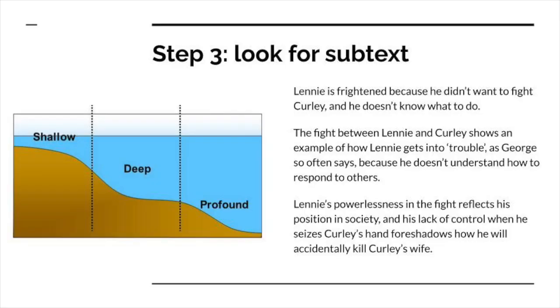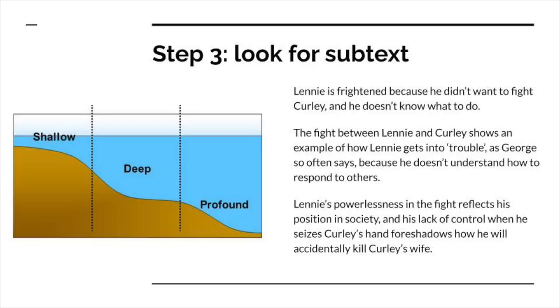As we go deeper and even profound, this is what the subtext is all about. You have to read between the lines to work out what the writer's saying underneath. Let me give you some examples. Lenny is frightened because he didn't want to fight Curly and he doesn't know what to do. That's all true, but it's pretty shallow, isn't it? It's very obvious, basic stuff on the surface of the extract.